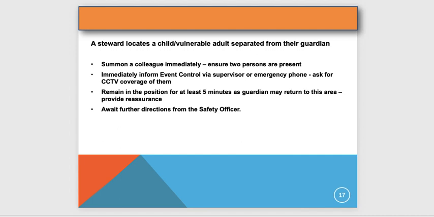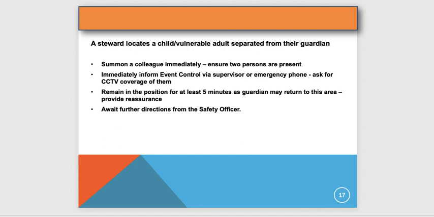Ask for CCTV coverage. What that basically means is tell them your location. Get the cameras on you. They'll be watching you at all times. That child is priority. That child is priority. I cannot stress that enough. And I say that as a parent.